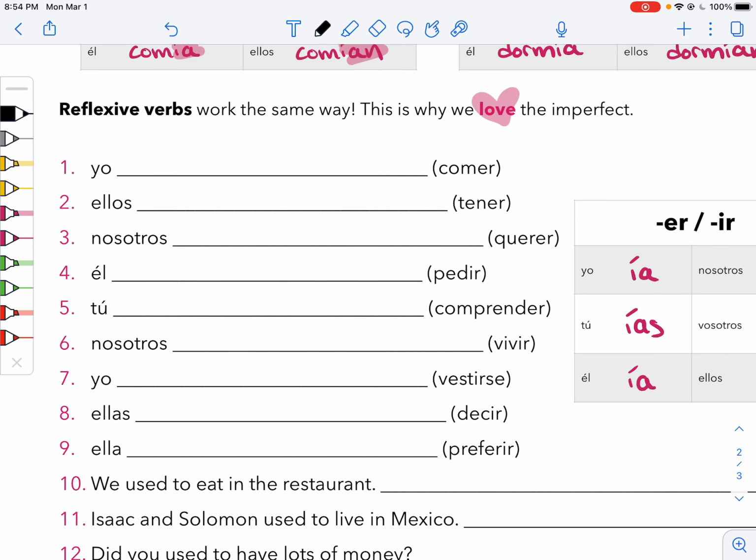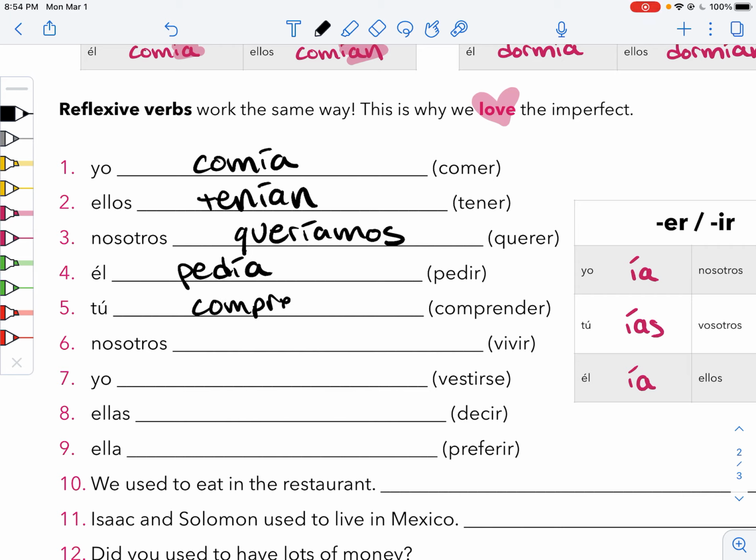Okay, so I used to eat. Comía. They used to have. Tenían. Isn't that wonderful? Tener is normally irregular, but it's not. They wanted. We wanted. Queríamos. Not irregular. Pedir. Él pedía. He wanted. You understood. Comprendías. With those accents, we used to live. Vivíamos. That's an A, by the way.